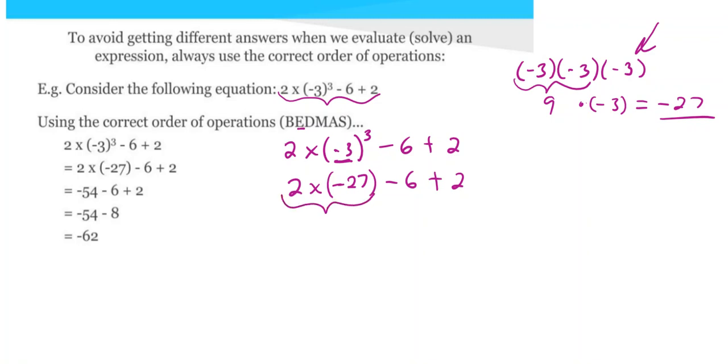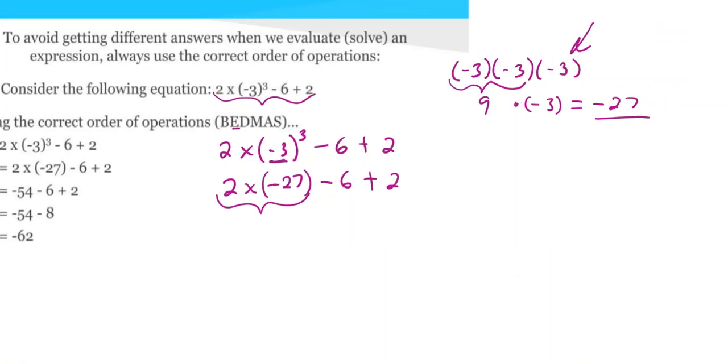2 times negative 27. What would that be without the calculator? Negative 54. You guys probably saw it on the page. What if you didn't know how to do it and you can't think of this one? Just do the long multiplication. 27 times 2. Do you guys remember how we did that? It was just 2 times 7. We do this one first and then we do that one. You don't have to add them together.